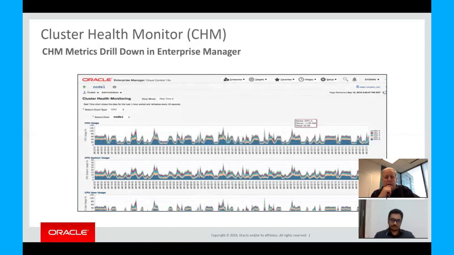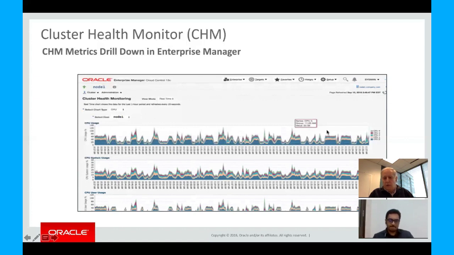I see. And so on the screen here, can you describe what we're seeing? Right. So this is the CHM data metric section in EM. As I was just referring to, the top level view will show the metrics across all the nodes. And this is the clusterized view that I was referring to. And then one can also drill down to a particular node and get more detailed metrics specific to that node.